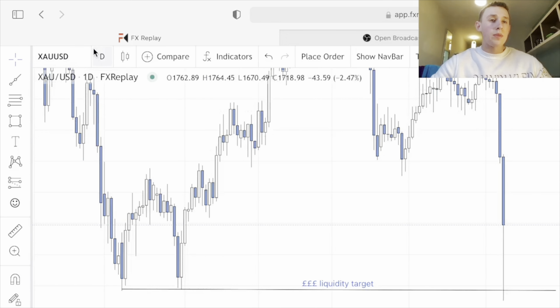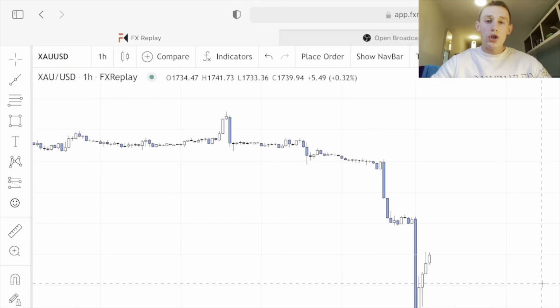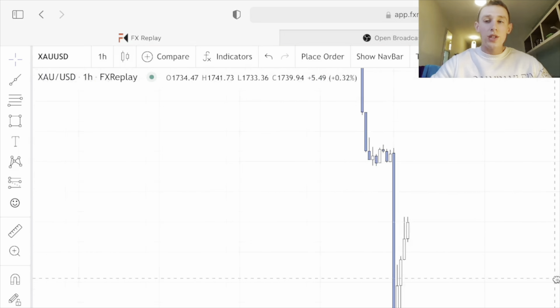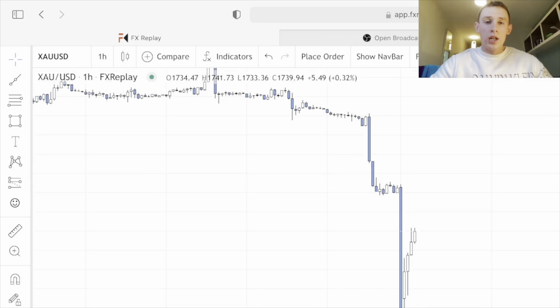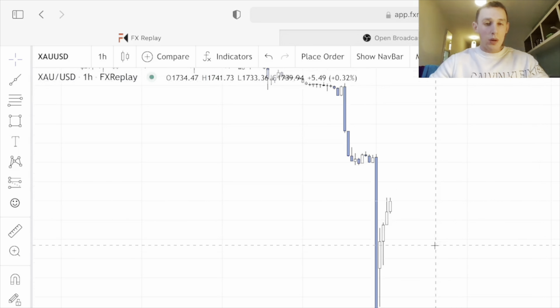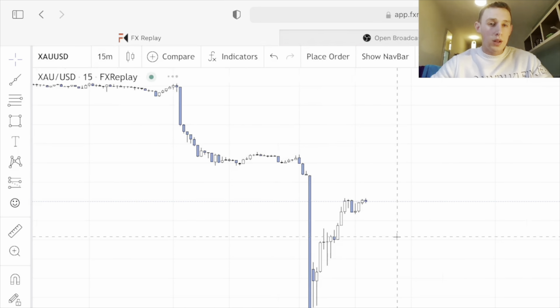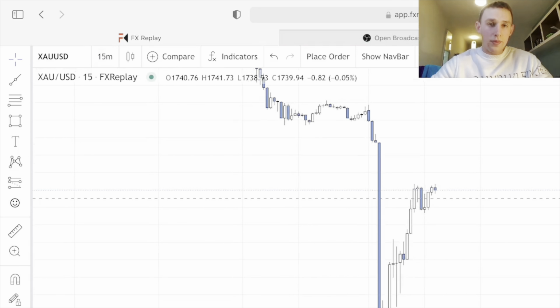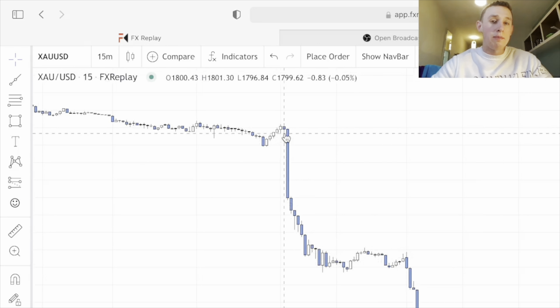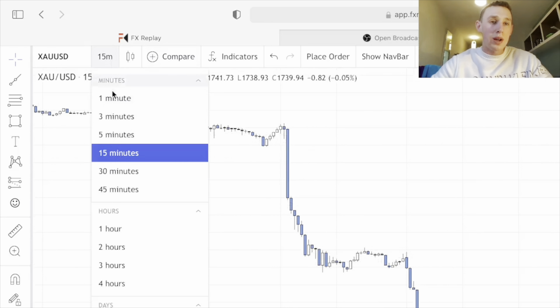There we go. So going down to the 1H, as you can see, once these equal lows were liquidated, price had this very, very impulsive move. On the 15, you can see we have all of these huge imbalance areas to fill as well.